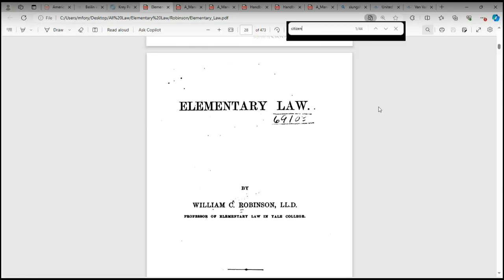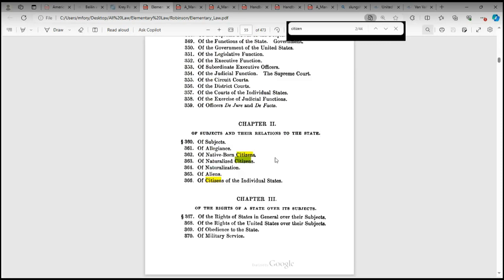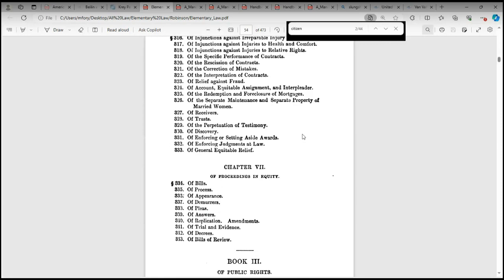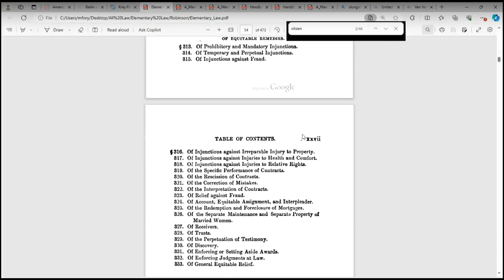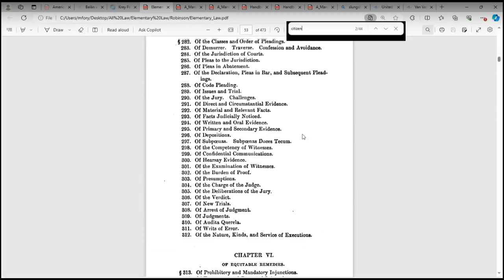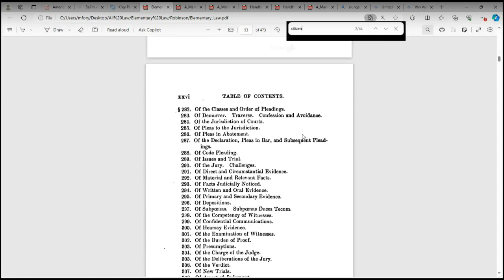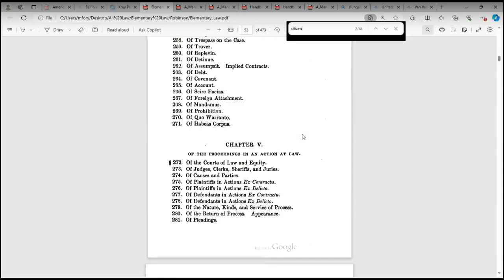Today's topic will be elementary law. Elementary law consists of many topics dealing with private rights, public rights, equity, proceedings in equity, you name it, it is here. This is a 473-page book. I will not be reading this whole book, but instead be reading specific chapters.